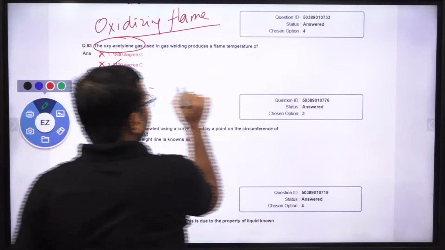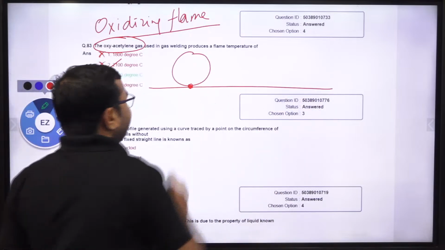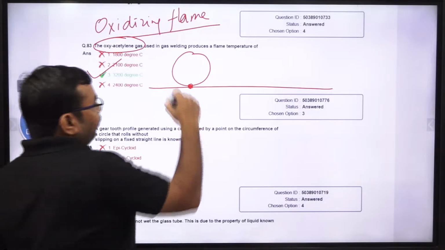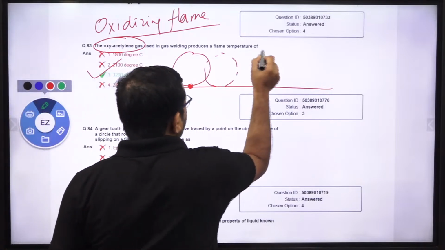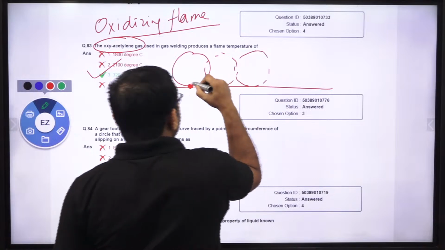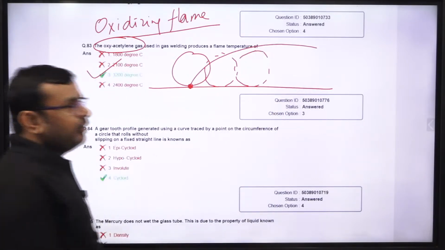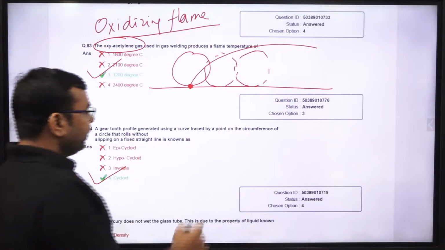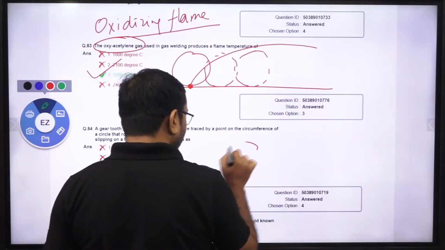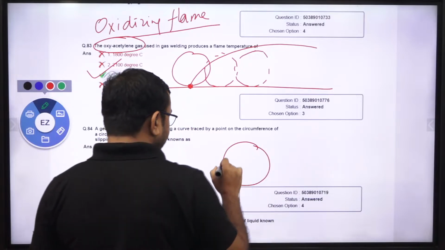So suppose you have a straight line and this is a circle, and you take a point. Now if we revolve this circle, if I rotate this circle without any slipping, then obviously this point moves like this. Then we can get the cycloidal profile.